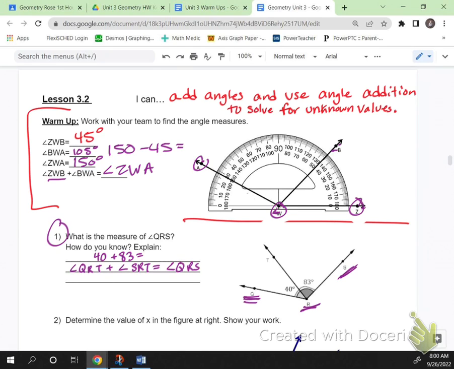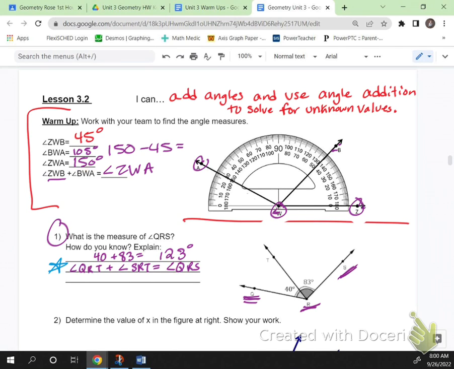What's 40 plus 83? 123. So our full angle is 123. This is angle addition. We can use the information given, add those two together, get the large angle. Notice how I wrote out the angle addition statement. Remember how we did segment addition statements? We also have them for angles. Angle QRT plus angle SRT equals the big angle QRS. Just like how we did segment addition last unit.